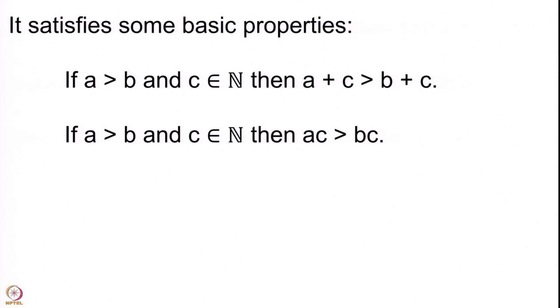Note, if you multiply by a negative number, then the inequality will change its order. If you multiply a and b by a negative number, the order will not be preserved. Here we are within natural numbers and therefore the order relation is preserved. Now these are two statements which are given as properties. These are not definitions. Until now we have seen only definitions.